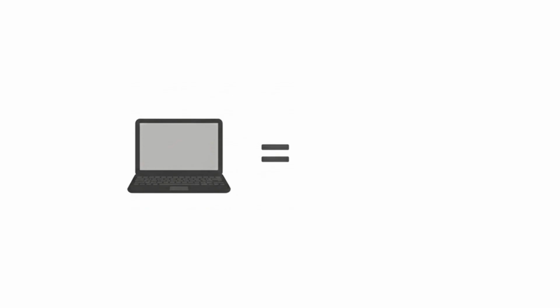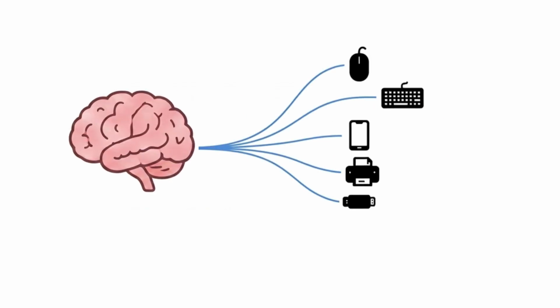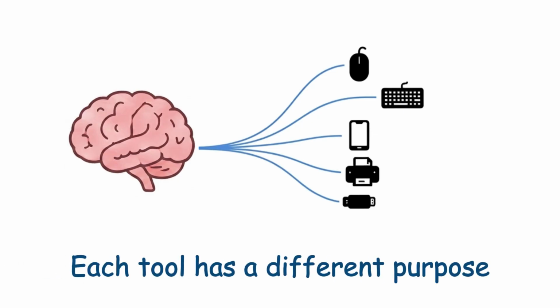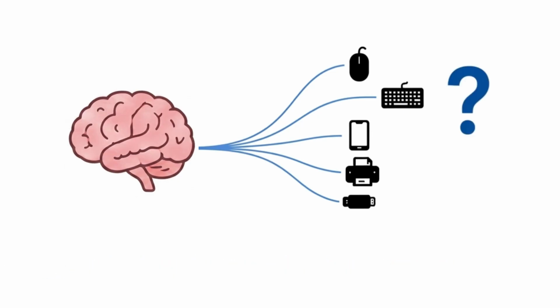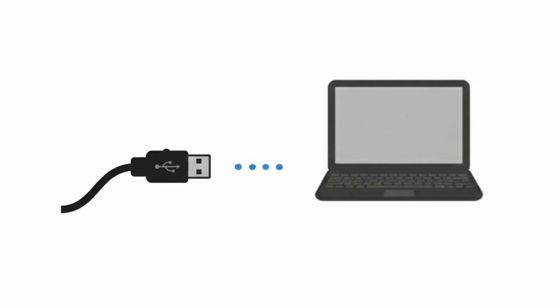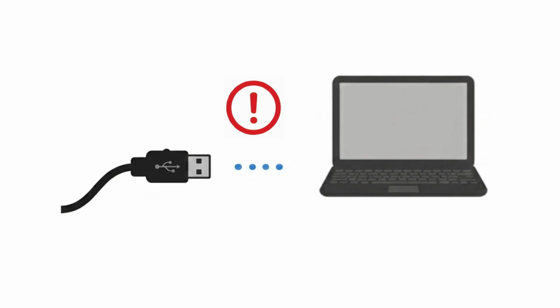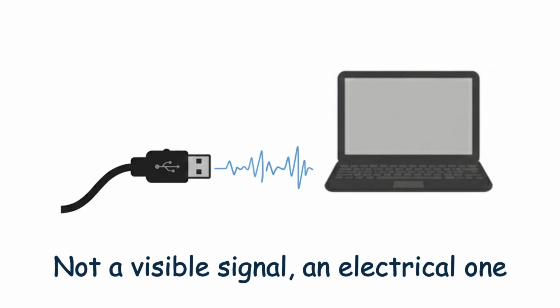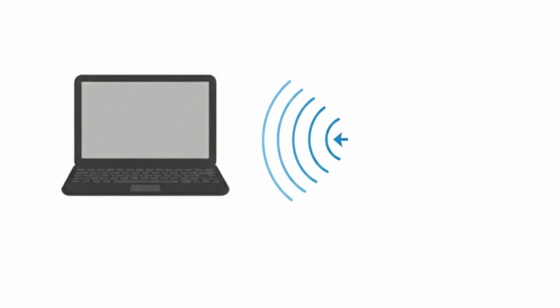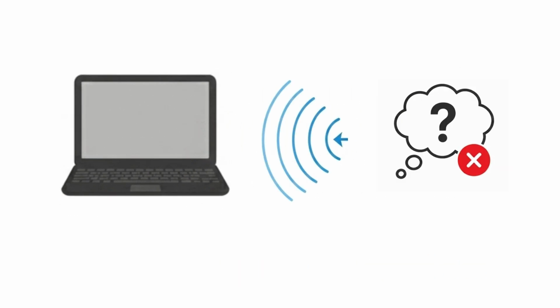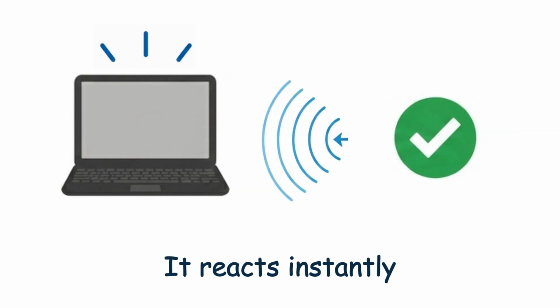Now think of your computer like a brain, and USB devices like tools connected to that brain. Each tool has a different purpose, but the brain needs to understand what each tool is. So the moment you plug in a USB device, something very important happens. The device sends a signal, not a visible signal, an electrical one. The computer receives that signal immediately. It doesn't wait, it doesn't guess, it reacts instantly.